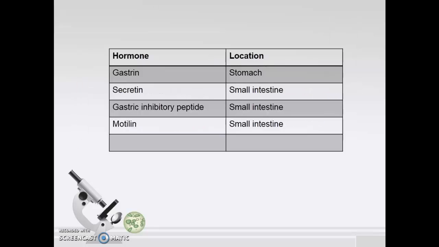Several hormones are listed here: gastrin, which is produced in the stomach; secretin, another hormone that is produced in the small intestine; gastric inhibitory peptide, also known as GIP, produced by the small intestine; and motilin, another hormone produced by the small intestine. All the hormones listed here are digestive hormones. They have to do with the process of digestion.